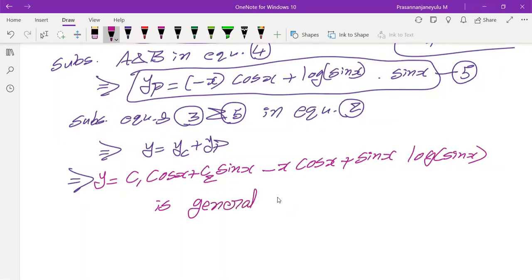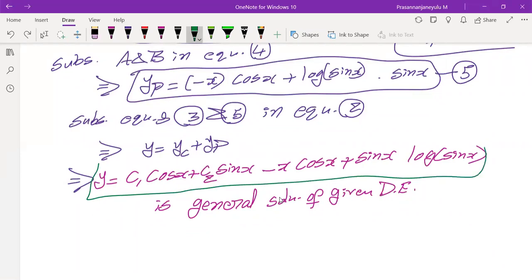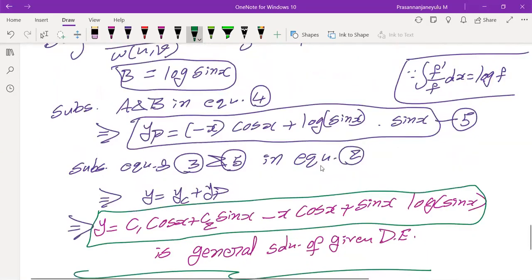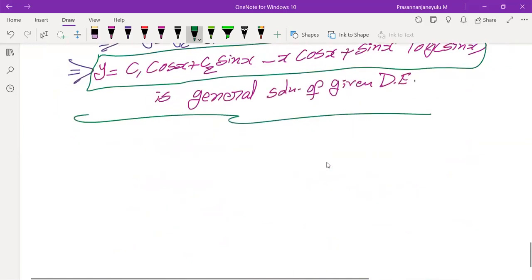Which method did we use? Method of variation of parameters. Did I mention it anywhere? No, it is not required in the general solution of the given differential equation. But it is good to mention somewhere that r of x is equal to cosecant x. So applying the method of variation of parameters, you can mention it somewhere, depending on your choice. Okay, now going to the next problem.